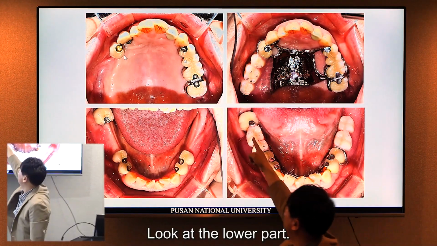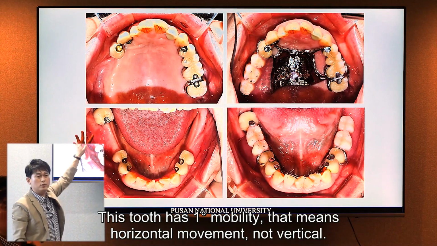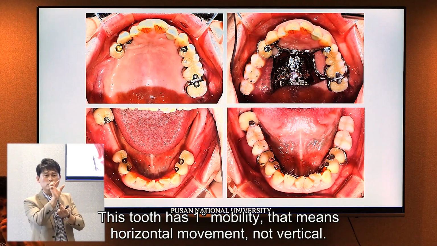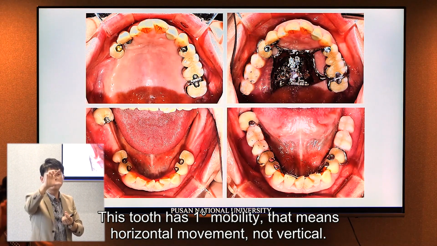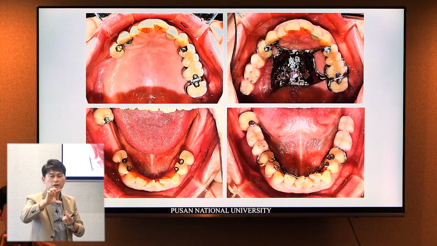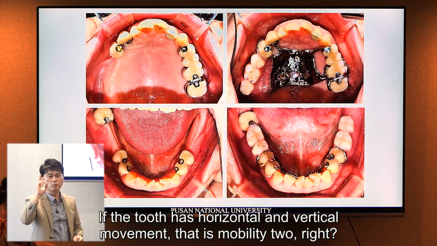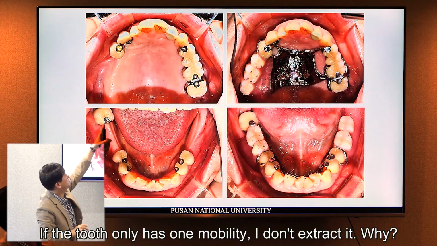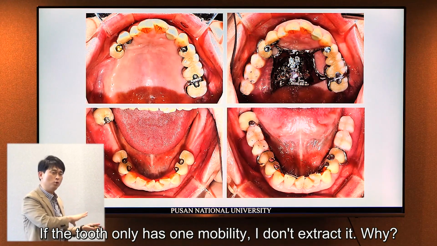So look at the lower part. These teeth have 1 degree mobility. 1 degree mobility means horizontal movement, not vertical movement. Okay? If the tooth has horizontal and vertical movement, that is mobility 2, right? If the teeth have only 1 degree mobility, I don't extract.